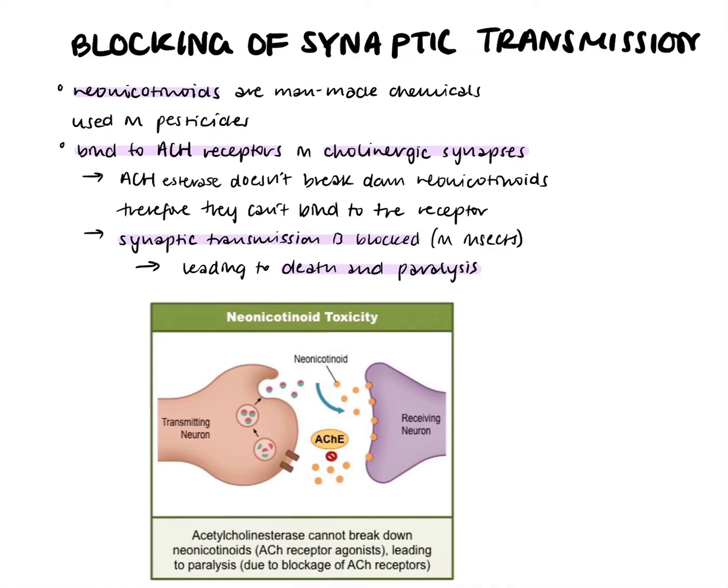The example that you need to learn involves neonicotinoids, which are man-made chemicals used in pesticides, so you know that this is going to involve insects. Neonicotinoids, as you can see here in the diagram, are these orange dots. They bind to the receptors in the receiving neuron in cholinergic synapses, and that is a synapse that uses acetylcholine as the neurotransmitter.